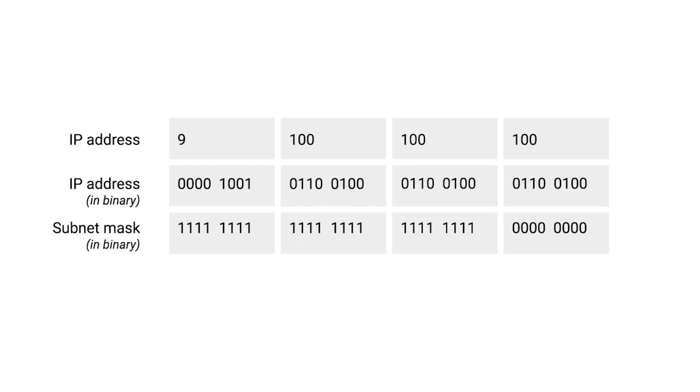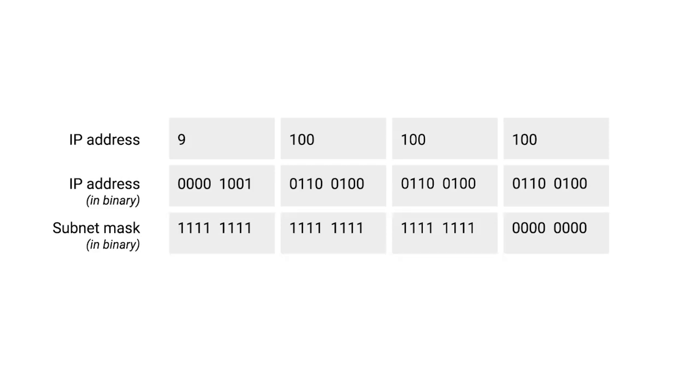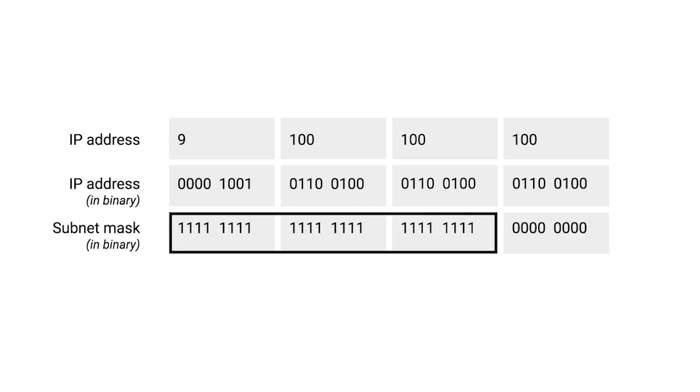Let's use the common subnet mask of 255.255.255.0. This would translate to 24 ones followed by 8 zeros. The purpose of the mask, or the part that's all ones, is to tell a router what part of an IP address is the subnet ID.